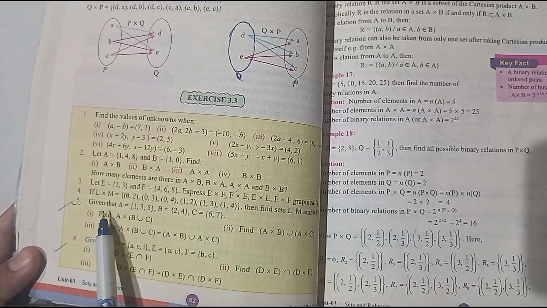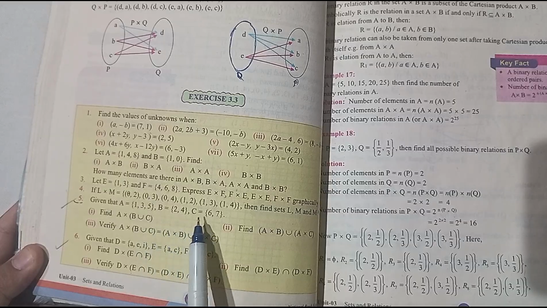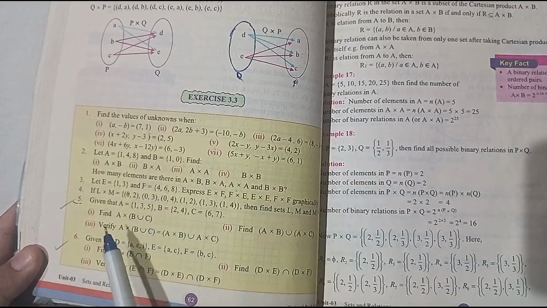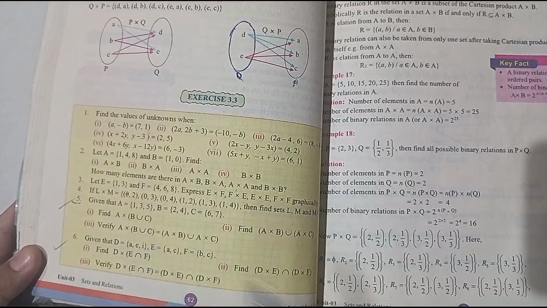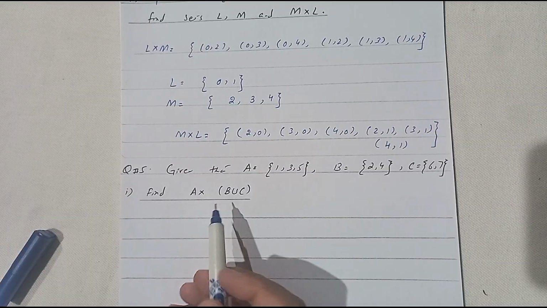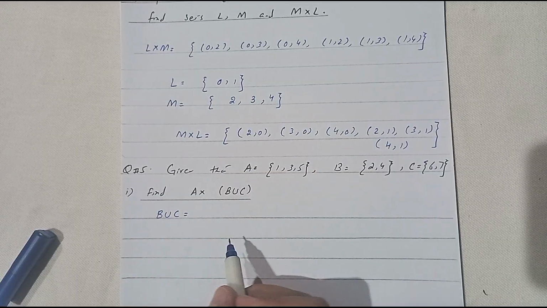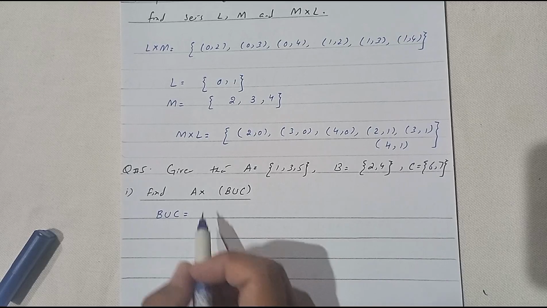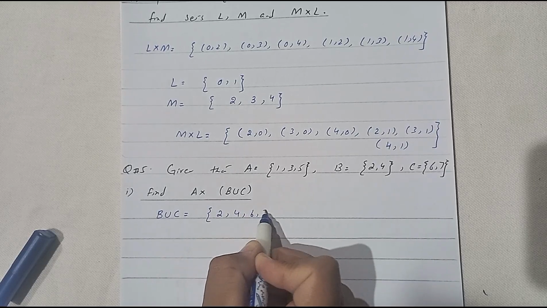Now question number 5 is that, given the set A with elements 1, 3, 5, B with elements 2, 4, and C with elements 6, 7, find the first part, that is the cross product of A with B union C. So first we find B union C. B union C means all elements of B and C are included. So we write it as 2, 4, 6, 7.